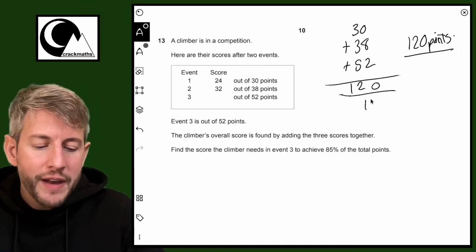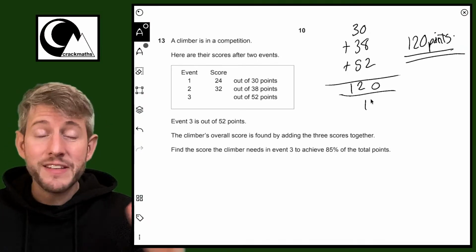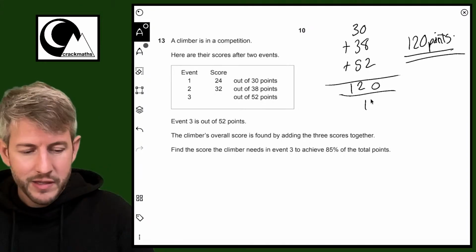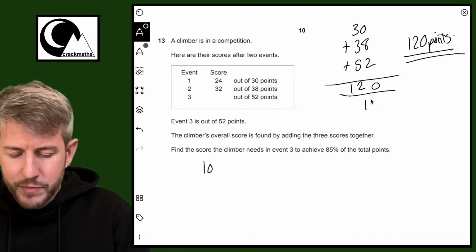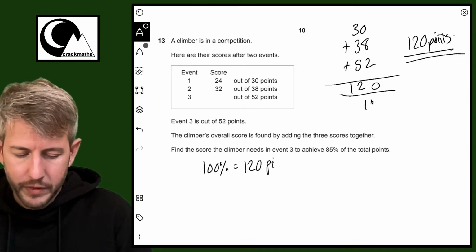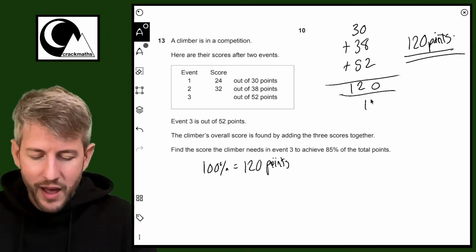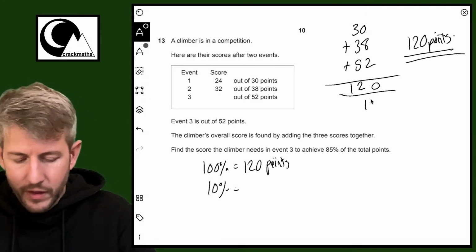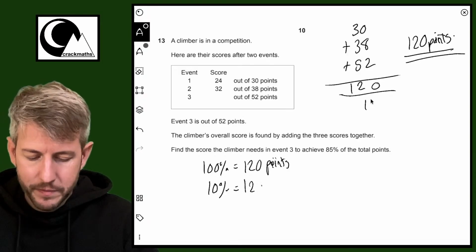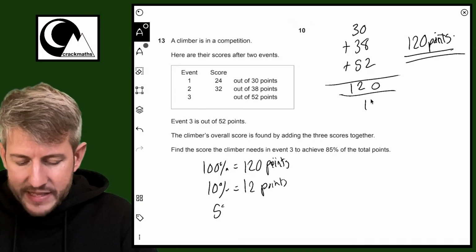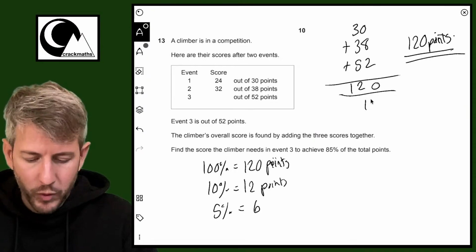Now we need to find 85% of that. So 85% of these 120 points. Let's say we know that 100% is the 120 points. We can then go to 10%, which would be 12 points. We know that 5% is half of 10%, so that would be 6 points.